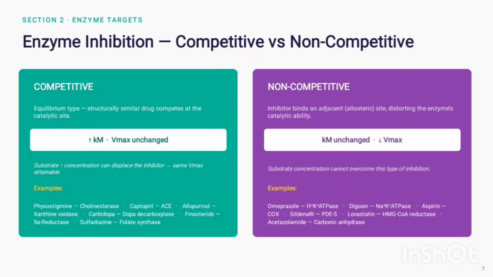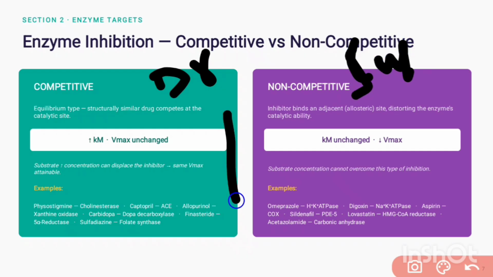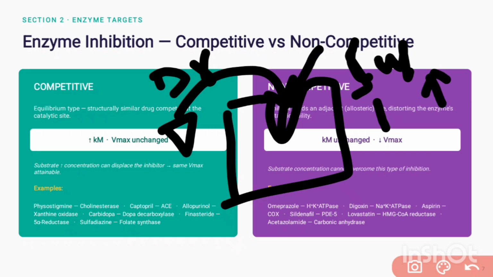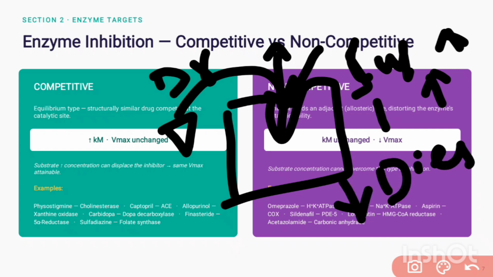Here another type is the non-equilibrium type. What happens here? In this non-equilibrium type, the drug as well as the substrate both compete for the catalytic site, but here the drug will bind covalently, forming strong bonds with the catalytic site. It won't be replaced if you increase the substrate concentration, right? It won't be replaced, it will bind covalently until the enzyme dies. That's why this is considered suicidal inhibition. This inhibition we also call suicidal inhibition or irreversible inhibition.